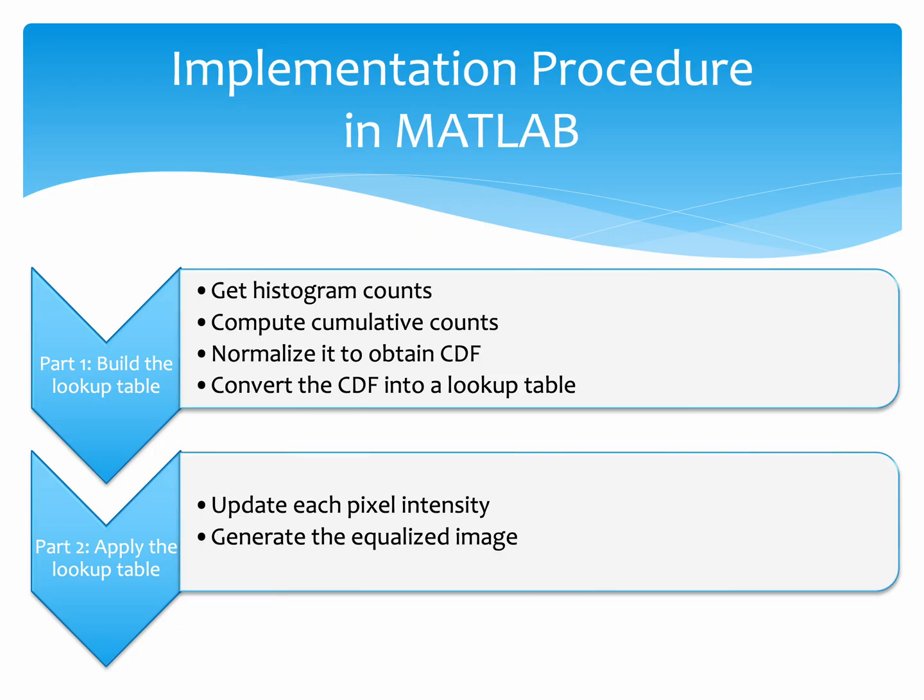After the lookup table is built, we move to Part 2. In this part, we apply the lookup table to the image. That means we update each pixel intensity according to the lookup table, and then generate the equalized image. So, the main idea is simple. First, build the transformation rule. Then, apply that transformation rule to every pixel in the image.